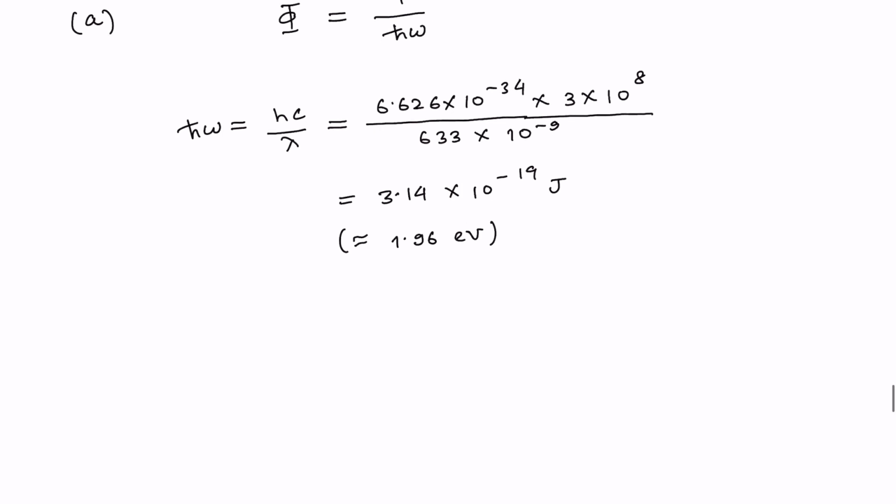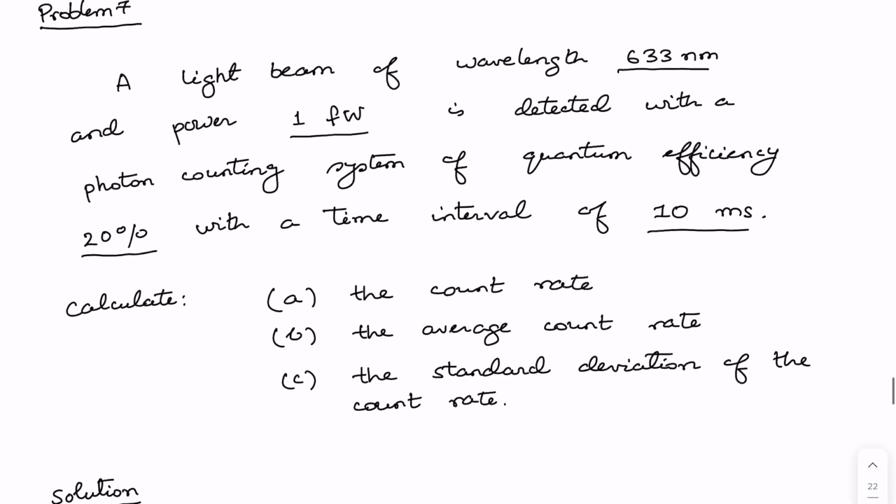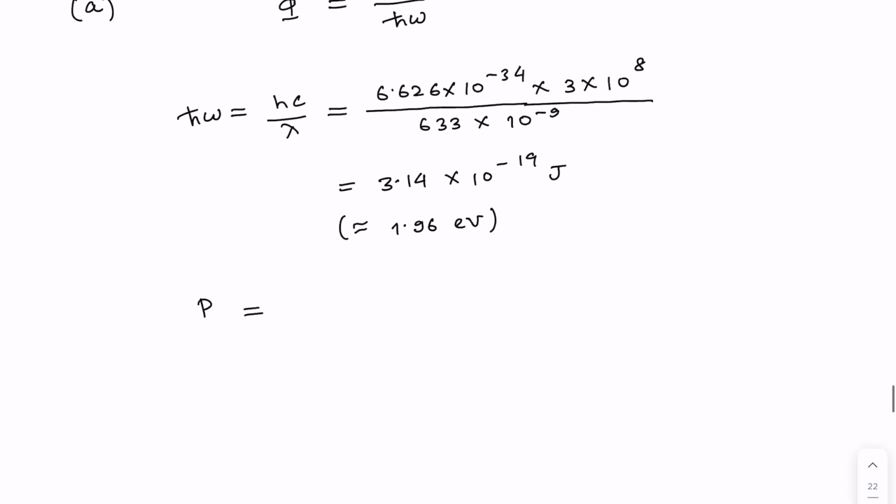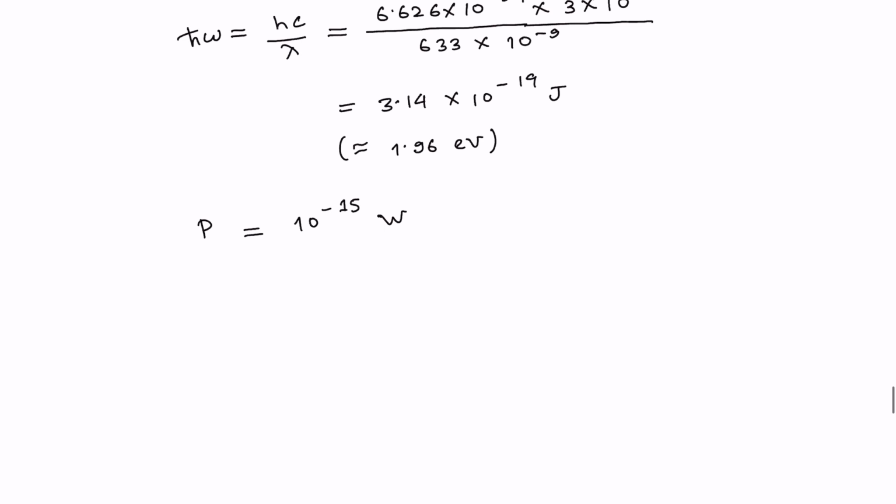Power is given here as 1 femtowatt, so P is equal to 10 to the power minus 15 watt. If I put all these values in the formula, then the photon flux you can calculate and you will find it to be 3.2 into 10 to the power 3 photons per second. Okay, this is the photon flux.